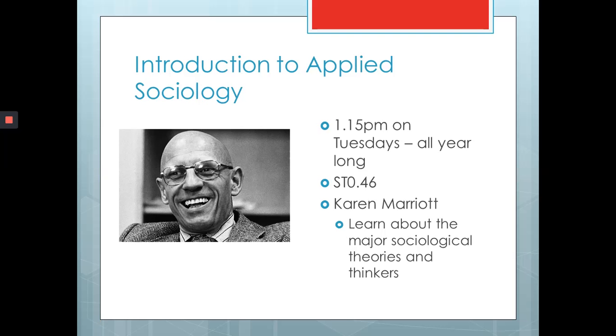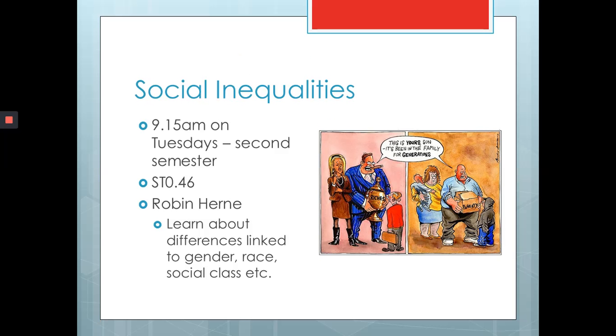Again, much like the psychology module, most of the people you look at in this module are long since dead, because it's the historical basis of sociology, and we move on to the living, more contemporary sociologists later on in the course as we go along. So you learn the big theories here. And finally, after Christmas, in the second semester, on a Tuesday morning, 9:15 a.m. in STO 46, we get on to contemporary social inequalities with me.